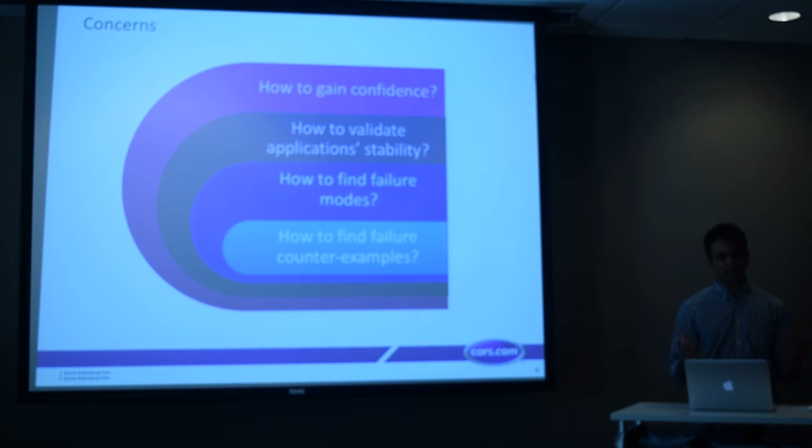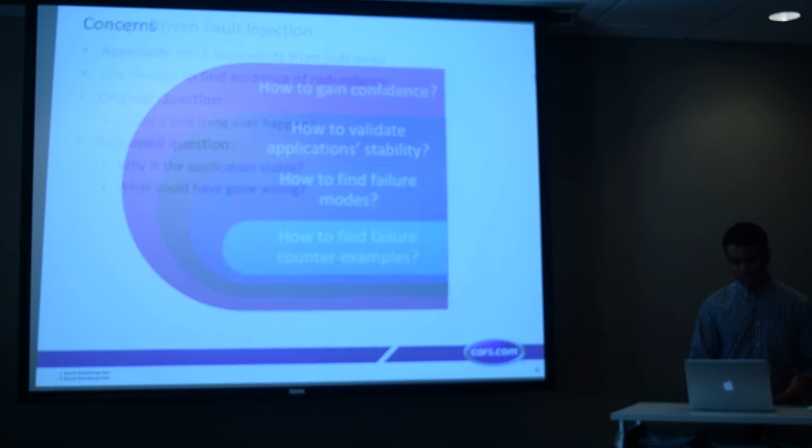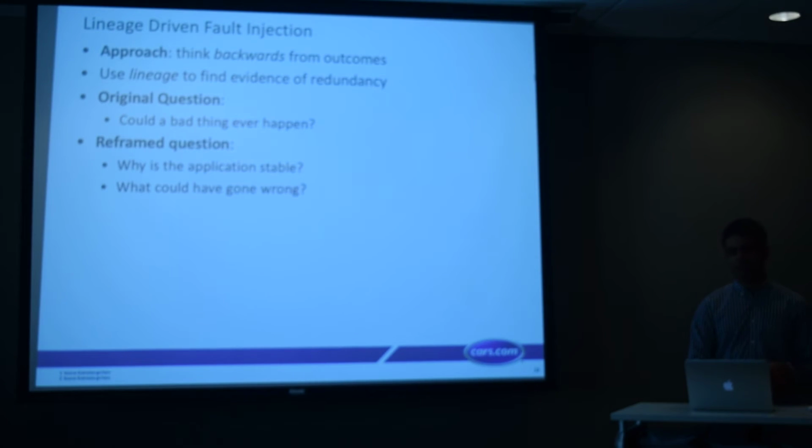Then we can probably develop some intelligent system, or somewhat intelligent system, to help us do what we want, and enter lineage-driven fault injection. What lineage-driven fault injection says, or the assumption that it makes, is that instead of starting from failures and moving towards outcomes, let's flip that around.